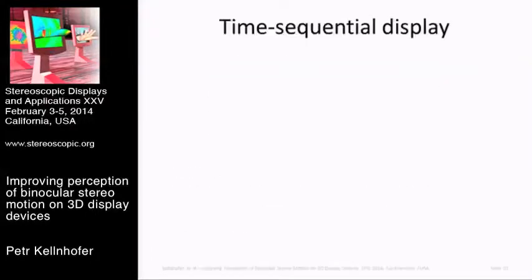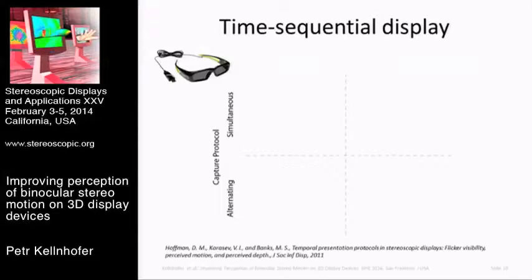Other types of displays used in stereo 3D are time-sequential displays, like NVIDIA shutter glasses. They have one problem, which was nicely described by Hoffman in his paper. You need to decide how to render, how to capture the content. Either you capture both images at the same time, pretending they happened at one exact moment, or you capture them using an alternating protocol that simulates the delay that will be produced by presentation.